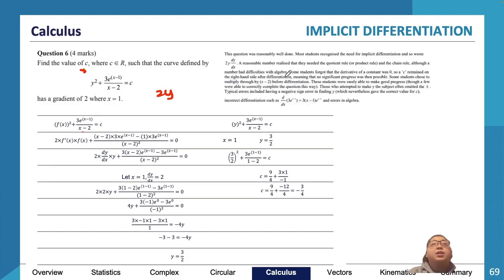And you can see that this question was done reasonably well. Most students recognized that you had to do implicit differentiation, but you can see that's quite a long question. It involved a little bit of working out and thinking.